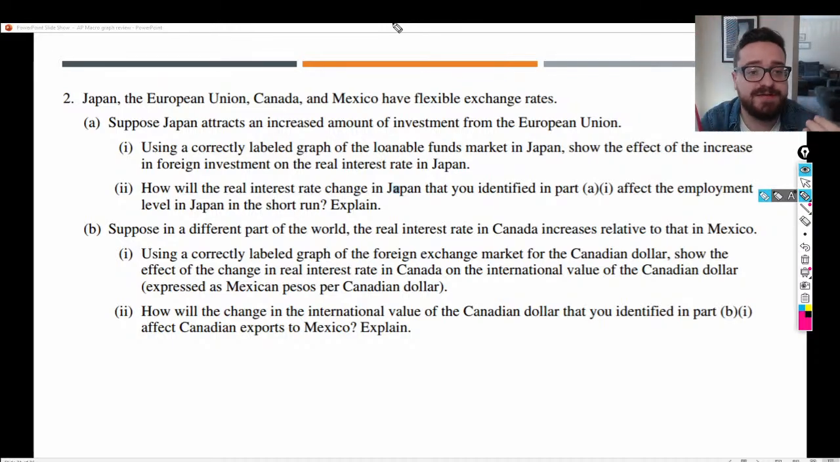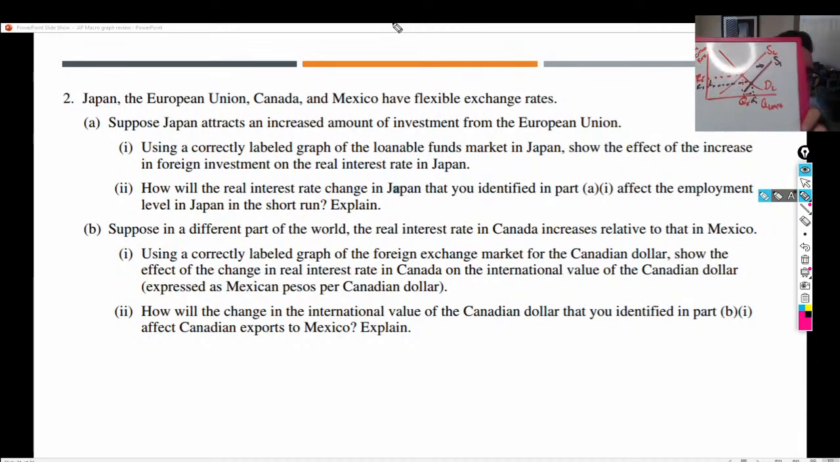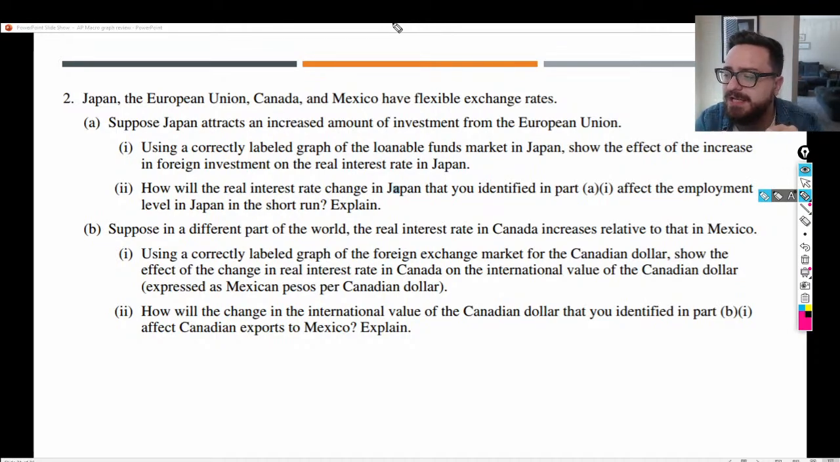It's not like those investors are borrowing. It's important to mention. They are investing, not borrowing from Japan. So this is not a demand shifter because there's not increased borrowing in Japan. There is an increased ability to lend in Japan because of that increased money coming from the EU. So higher supply, I get a lower real interest rate, and then part B asks, how will that real interest rate change in Japan affect the employment level in the short run?